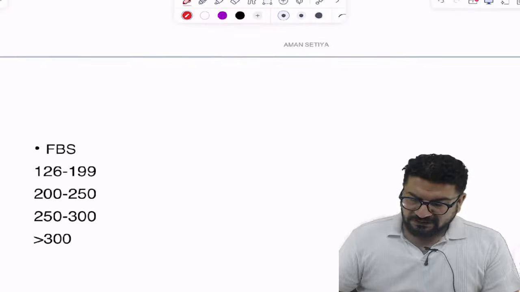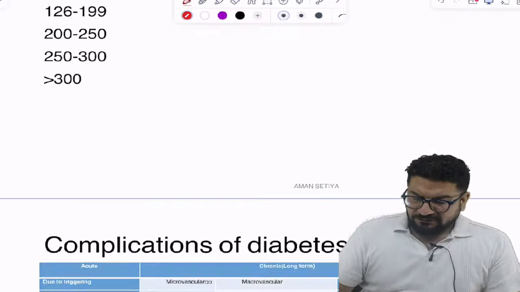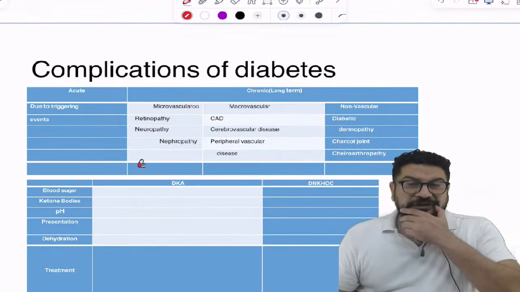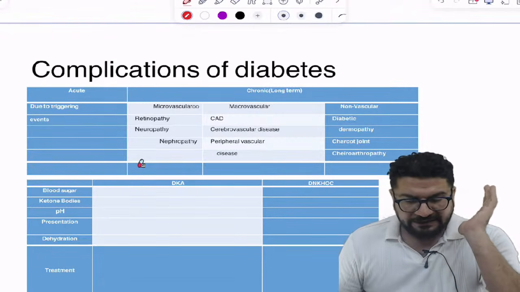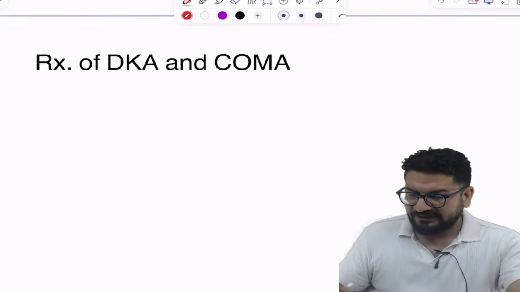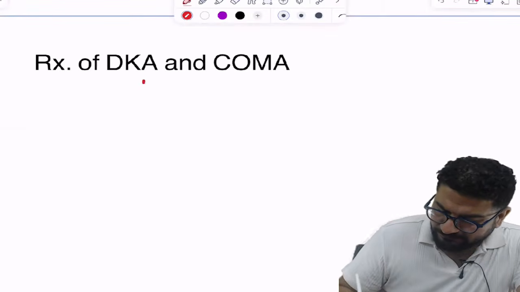Done. So just try to understand this thing. Now they ask you questions on complications of diabetes, especially in the complications they mainly ask about DKA and coma. So they ask you DKA. First of all, what do we give in DKA?